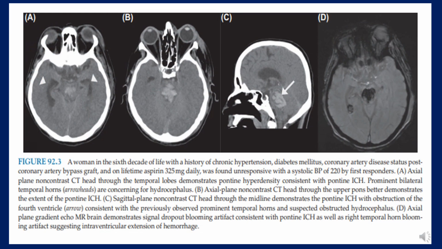Pause the video and carefully scrutinize Figure 92.3, illustrating a woman in the 6th decade of life with a history of chronic hypertension, diabetes mellitus, coronary artery disease status post coronary artery bypass graft, and on lifetime aspirin 325 mg daily, who was found unresponsive with a systolic blood pressure of 220 by first responders, before advancing to the next slide.